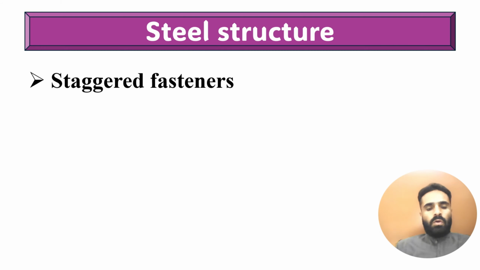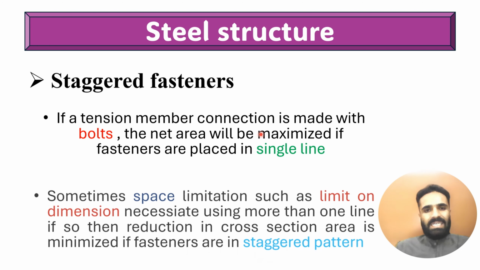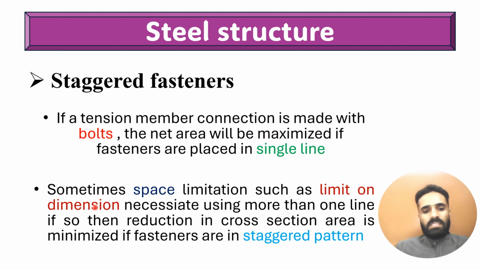parallel pattern. So with staggered fasteners, if the holes are provided in a single row, then this connection will yield more net area, maximum net area, if all the bolts are in a single line. This is the better option. But due to some limitations, we cannot provide the holes in a single row. We will provide the holes in a parallel pattern or in a staggered pattern. Sometimes there might be a limit on the dimension.